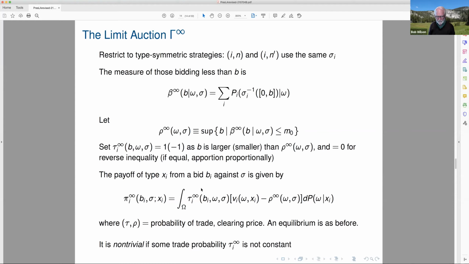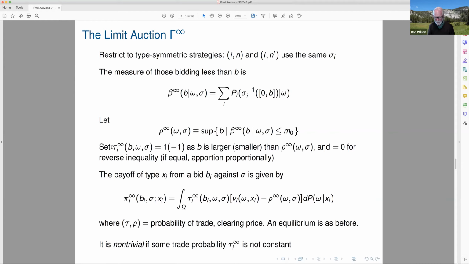Now, in the limit auction, we will be studying it with a total monotonicity condition. So in this first displayed equation, we look at this measure of those people who are bidding less than B, and we want that many to be equal to this M naught, which is the number that have to be unserved in the market. Well, if we look at the largest price, that's what this rho infinity is. The infinity always means here we're looking at the infinite economy. We look at the largest price such that the unserved measure is less than M naught. So that gives us a price function. It's just the highest one such that we get the right number of people unserved.